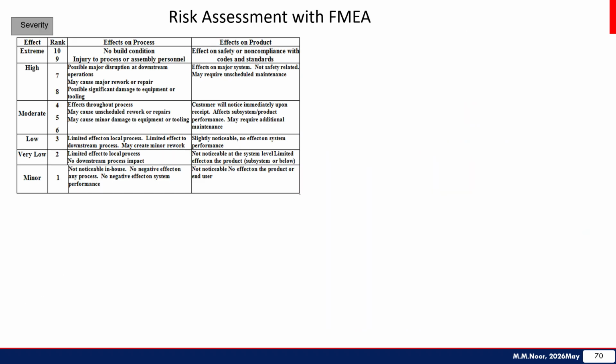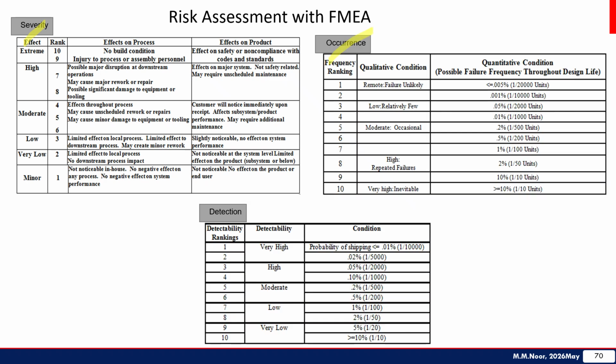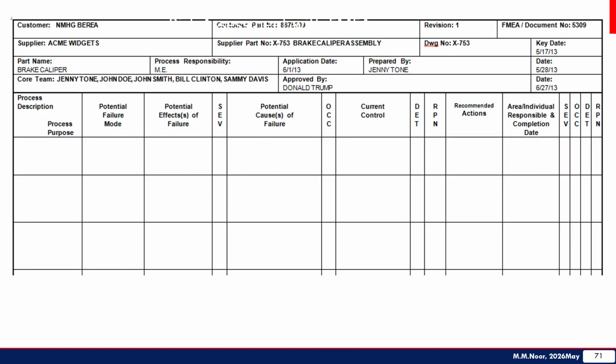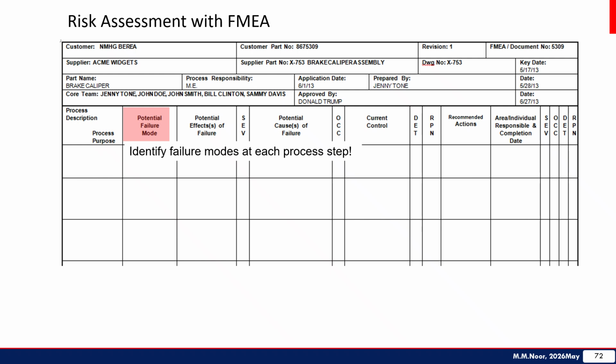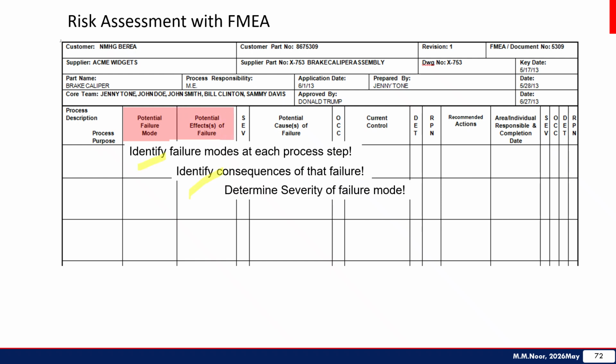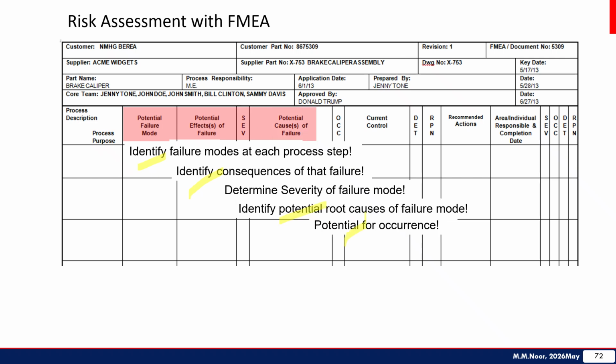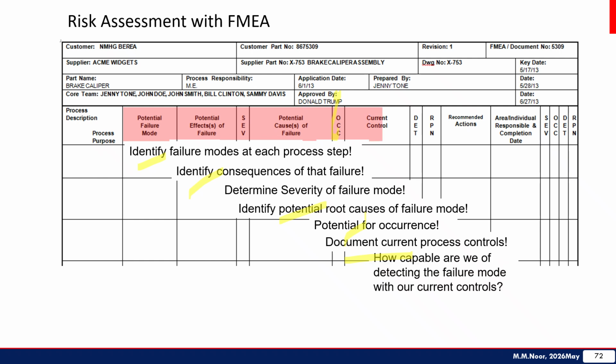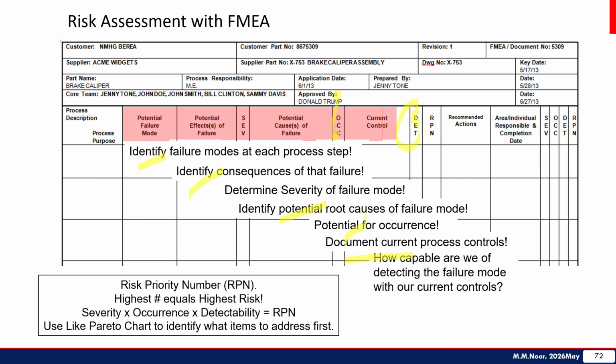Okay. Risk assessment: severity, occurrence, and detection, all these three. Then we put them here and we identify the consequences and also the problem, meaning the severity, the potential cause, and what the occurrence is, and document the current process control, and how capable the process is of detecting, and lastly the RPN number, severity times occurrence times detection number.